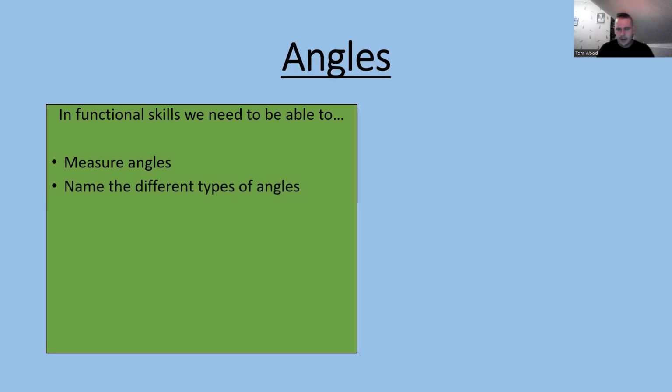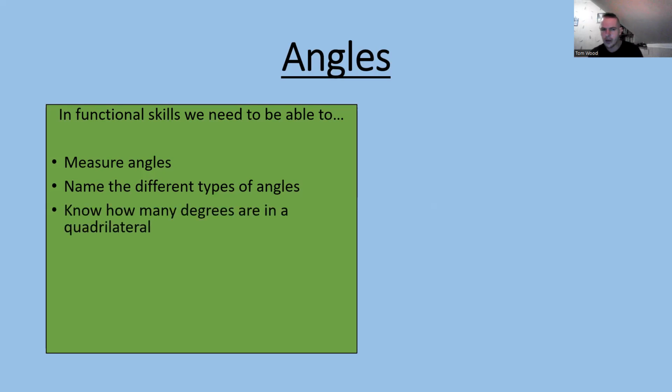We need to be able to name different types of angles as well. This is mainly for level 1. I haven't really seen it asked at level 2 as a direct question, but they do tend to make the assumption that you know the names of these. So they might say, this angle is an obtuse angle. That gives us quite a lot of information, but we need to know what that means. But for level 1, it might just say, tick the angle which is obtuse, or tick the angle that is a right angle.